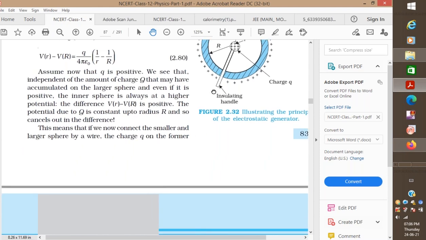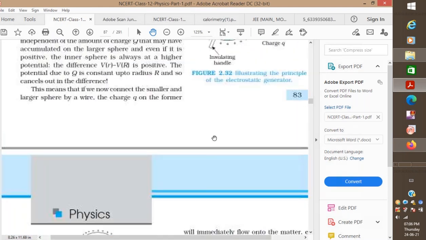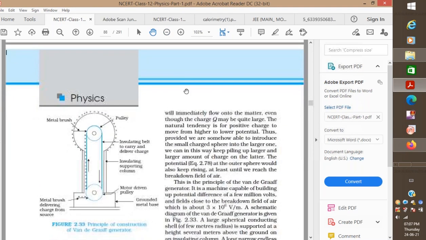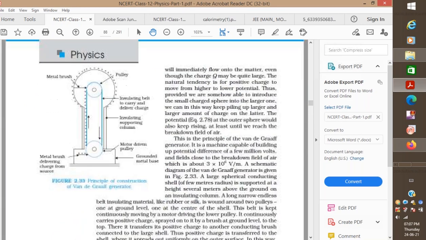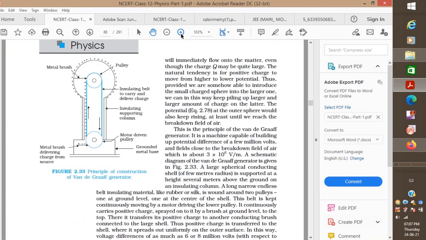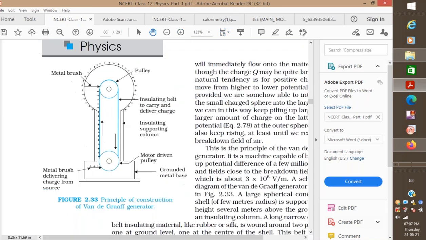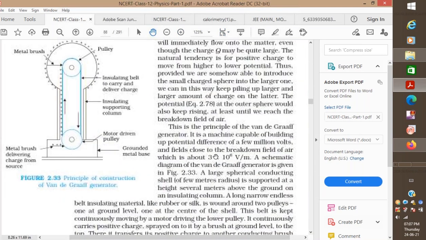Now look, I'll tell you the experimental arrangement, or the construction of this Van de Graaff generator. So this is the principle of Van de Graaff generator, and it is a machine capable of building up a potential difference of few million volts and fields close to breakdown field of air. What do you mean by breakdown field? I had actually discussed some time back in the capacitor part. What do you mean by breakdown field of air?